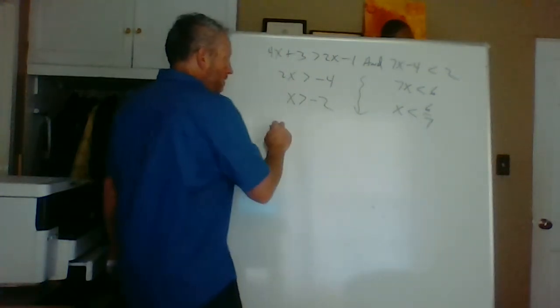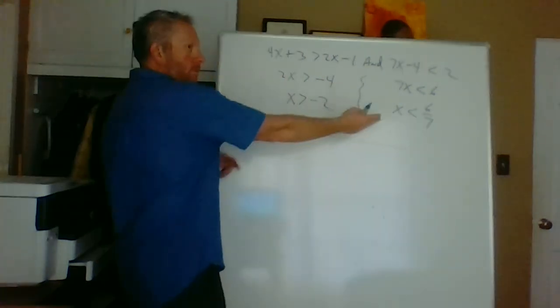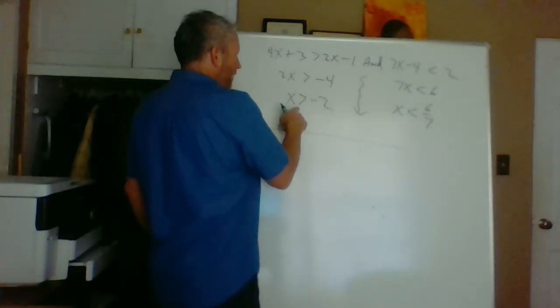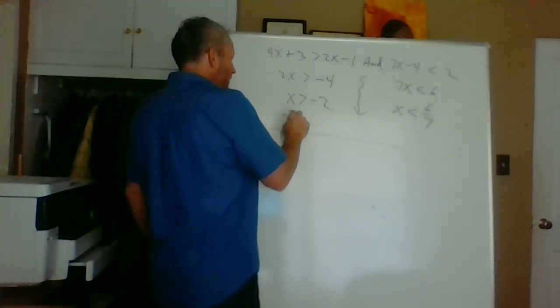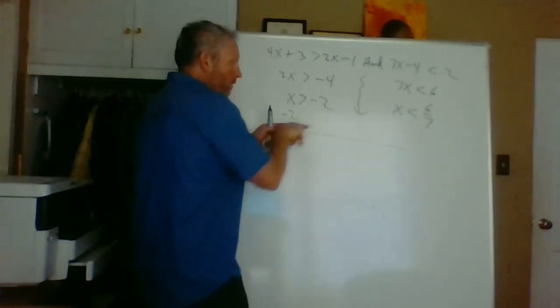My favorite way to do this is to make a graph and consider both of these solution sets. This is x is greater than -2. There's -2. So it's everything going off in this direction.